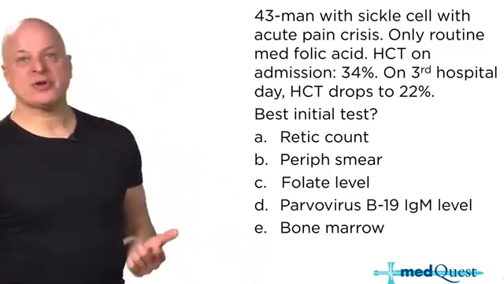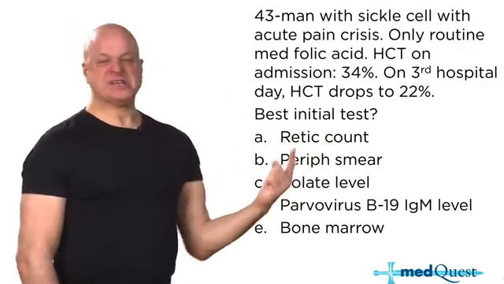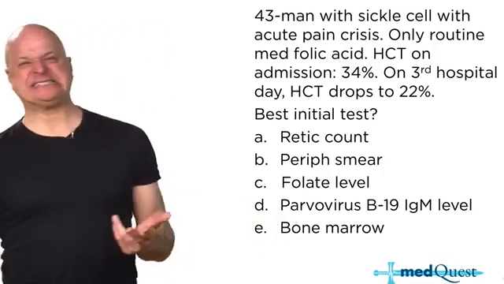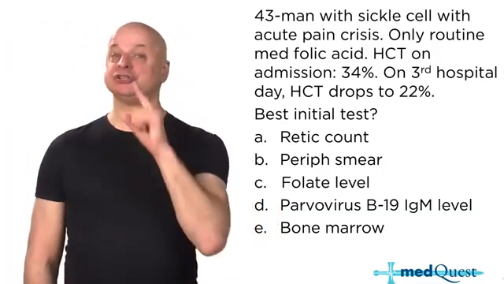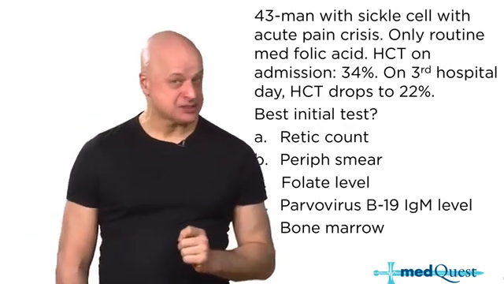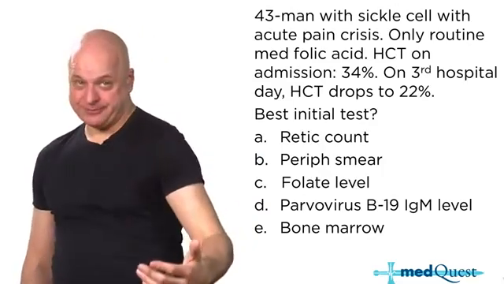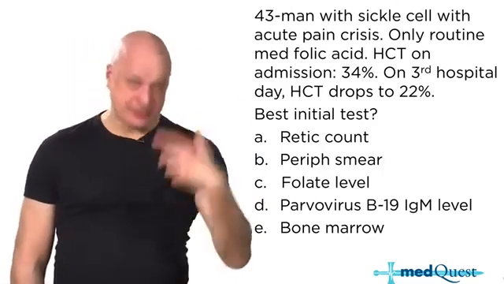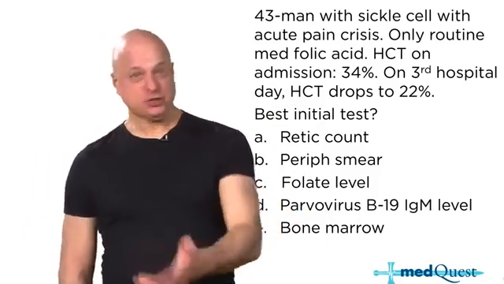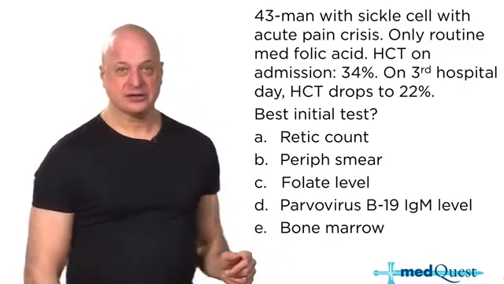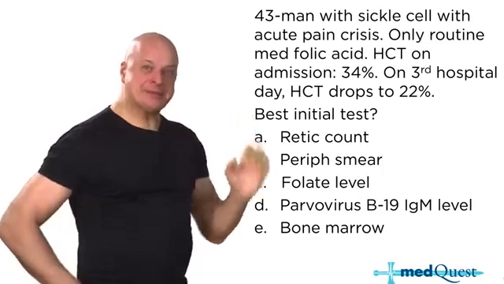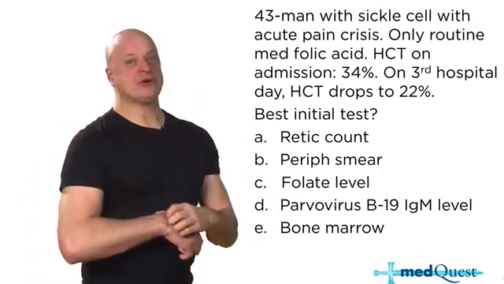Now, how do I know whether this is dilutional? Well, it can't be sequestration. How come it can't be sequestration? Because you cannot sequester your blood into a spleen that is not there. You cannot sequester platelets into a spleen that is not there. So here it very clearly says he's on folic acid, because aplastic crisis could be from folic acid deficiency.